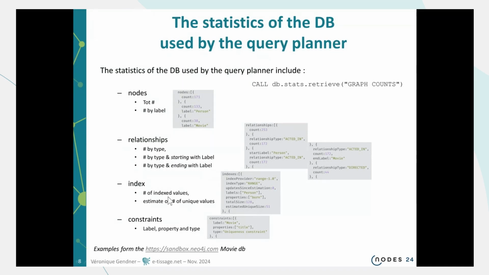The query planner also uses counts concerning indexes, how many values, and an estimate of unique values to know about the selectivity of the index and choose the most appropriate one accordingly. The planner also knows about constraints that exist in the database.